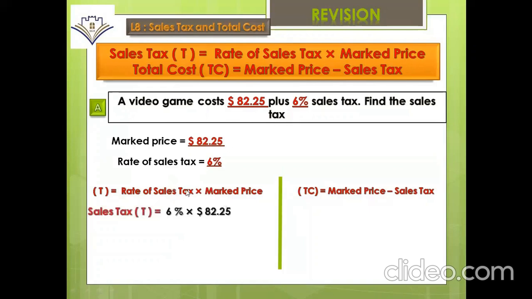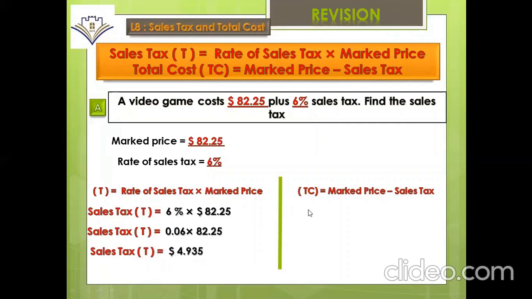Then the rate here, 6% multiplied by 82.25. Convert it from percent to decimal. 6% means 6 divided by 100, which is 0.06. Then 0.06 multiplied by 82.25. Then the answer is $4.935. Then we get sales tax.